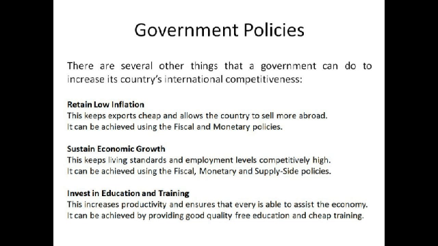So it means the government has to spend less on paying benefits and stuff. And if we're spending less on benefits, we can spend more in other areas, such as subsidies for firms to increase their productivity and stuff. And it can be achieved using all three of the policies, actually: fiscal, monetary and supply side.